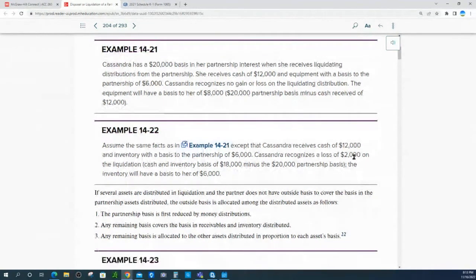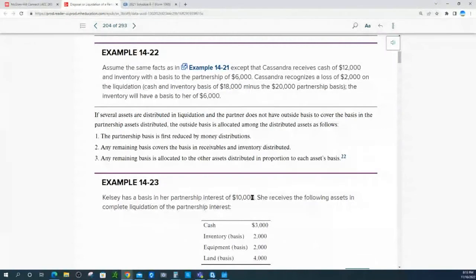Now we've got Cassandra again. She receives cash of $12,000 and inventory with a basis of $6,000. Then she would recognize a loss of $2,000 on the liquidation: cash and inventory basis of $18,000 minus the $20,000 partnership basis. The inventory would have a basis of $6,000. So if it was only cash, or cash and inventory, then she gets to recognize the loss.